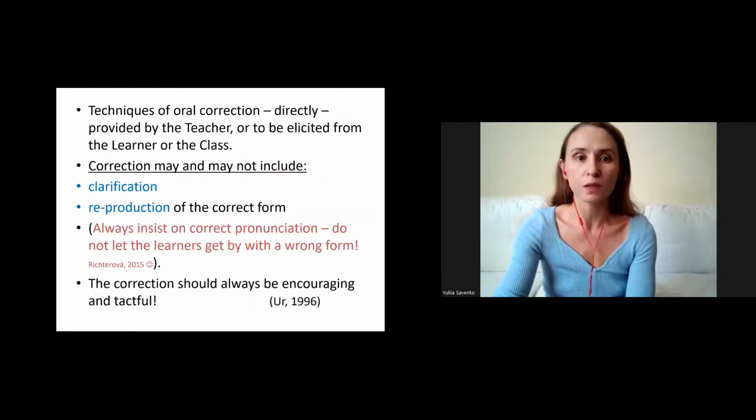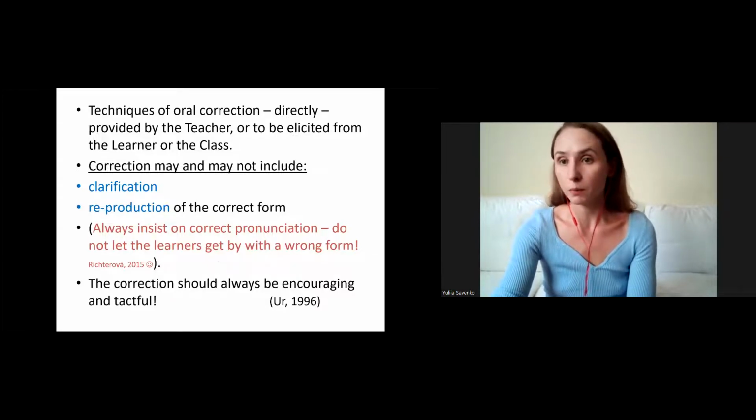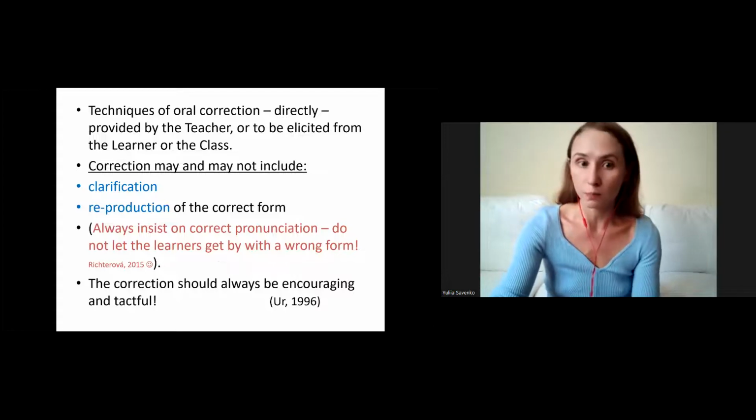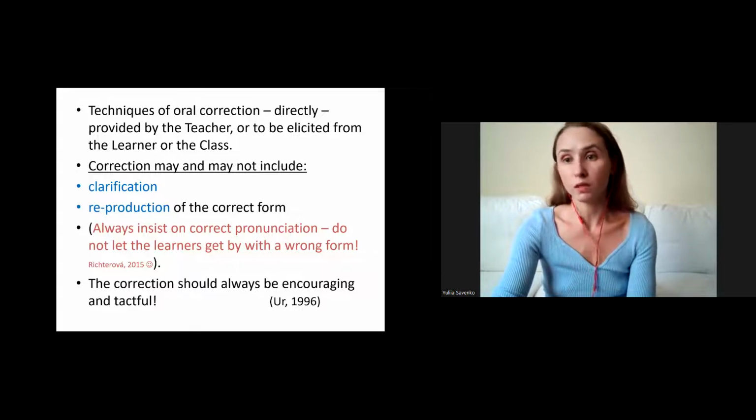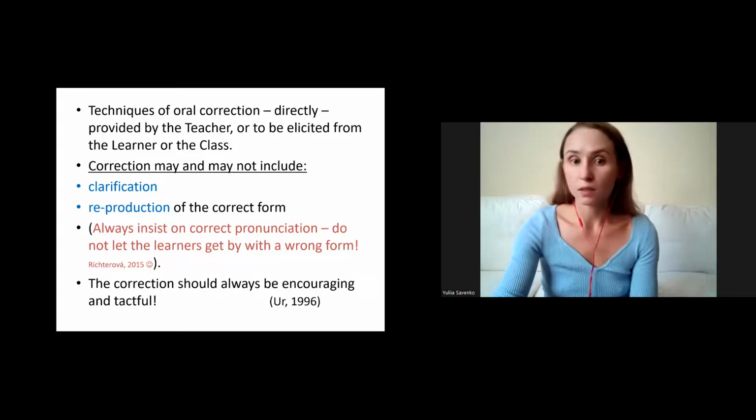Well, techniques of oral correction are directly provided by the teacher or elicited from learners. So correction may or may not include clarification and reproduction of the correct form. For example, they say, I go to the park, and you say, oh, you went to the park. The correction should always be encouraging and tactful, so you will not demotivate your learners, but encourage them to fill these gaps in their knowledge.